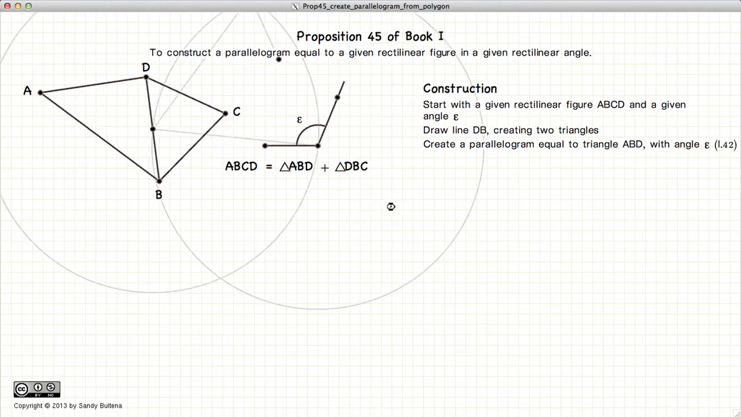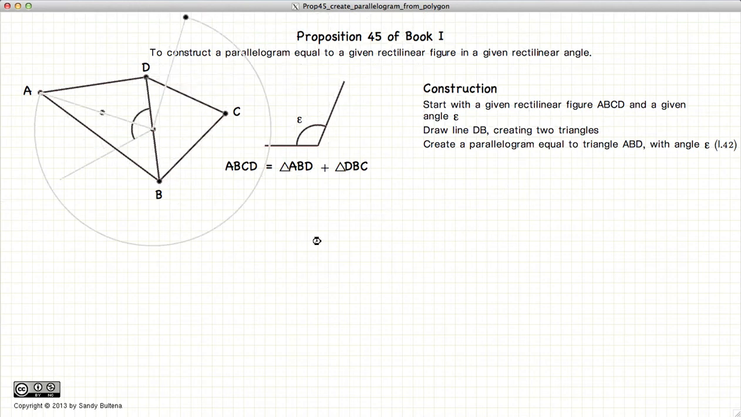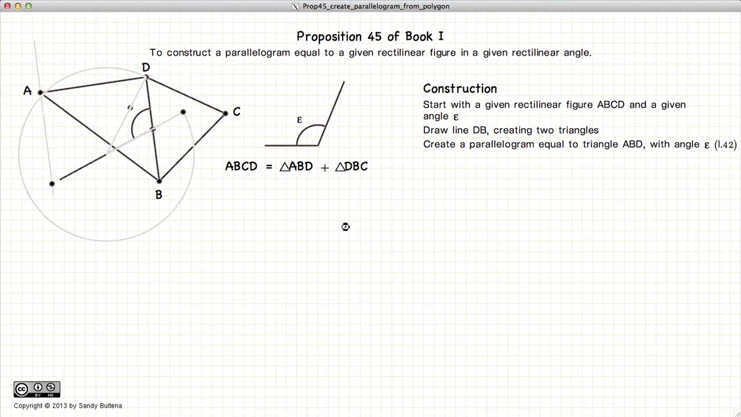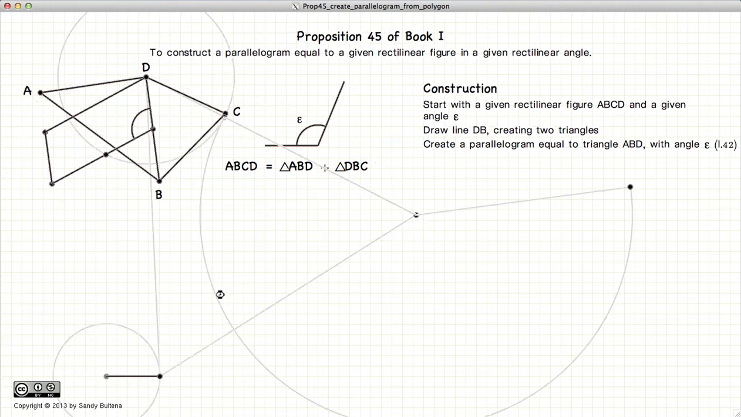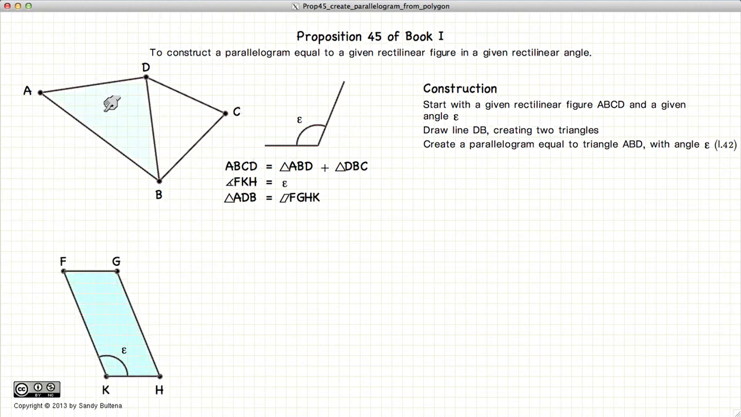So using the methods described in Proposition 42, we're constructing a parallelogram equal in area to this triangle. Almost done. And to make our diagram easier to work with, I'm going to translate this parallelogram to a point down here just to clean up our picture. I'm just skipping along here really quickly. There's nothing new here. I'm just copying lines and angles. So now we have a triangle and a parallelogram that is equal in area.